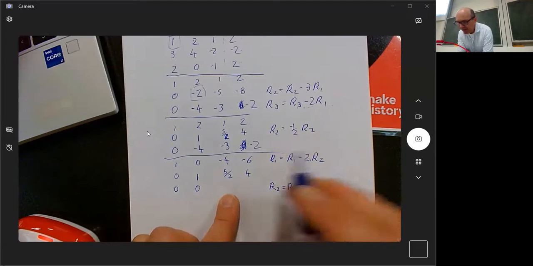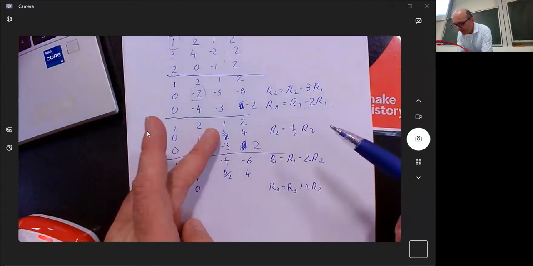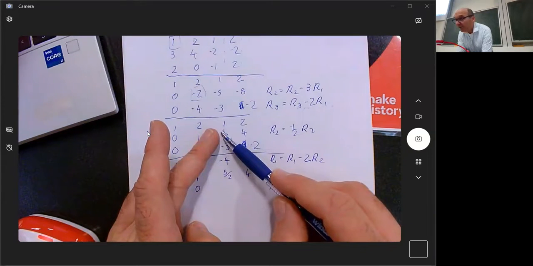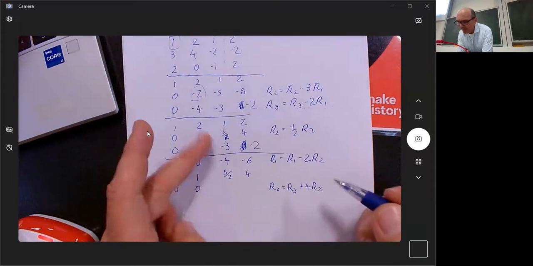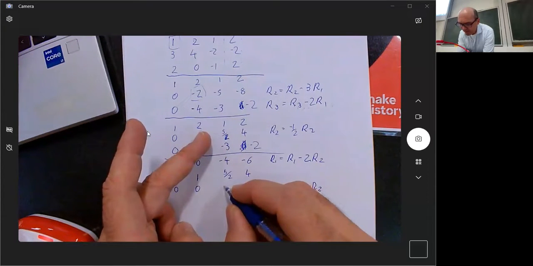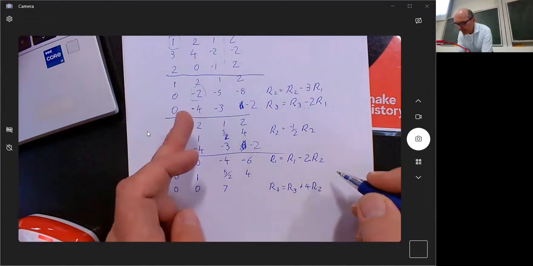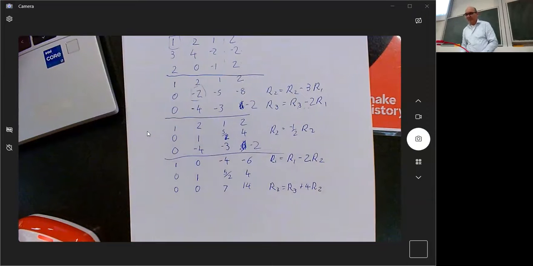And down here, when we're doing this, we've got -3 plus 4 lots of this. So 4 times 5 on 2 should be 10, I reckon. So -3 plus 10 should be 7. -2 plus 16 should be 14. Okay, so this, we could call this row echelon form, all right?